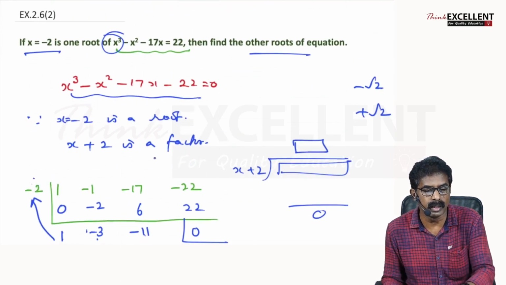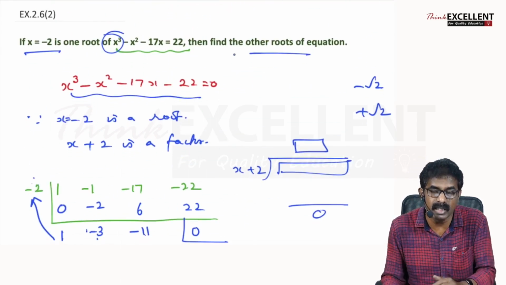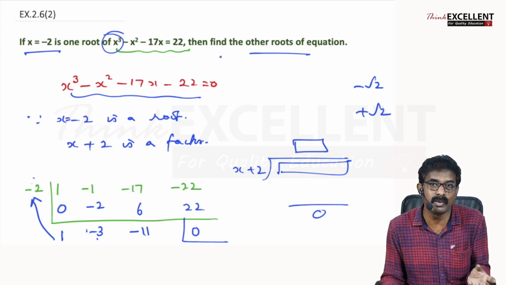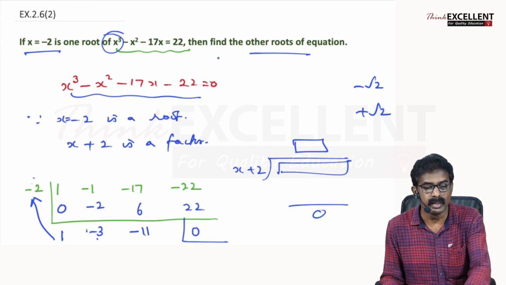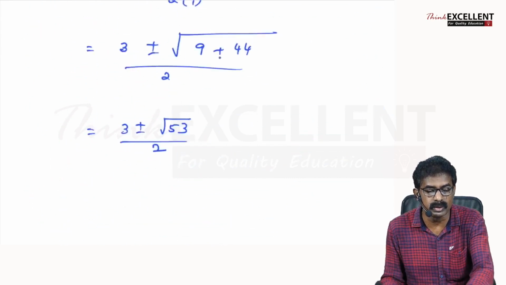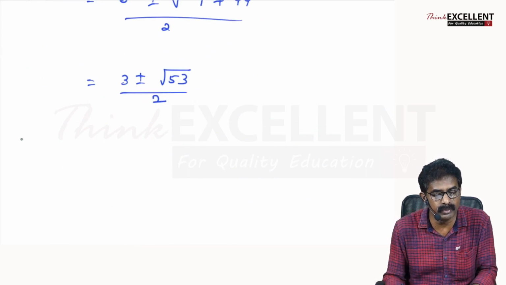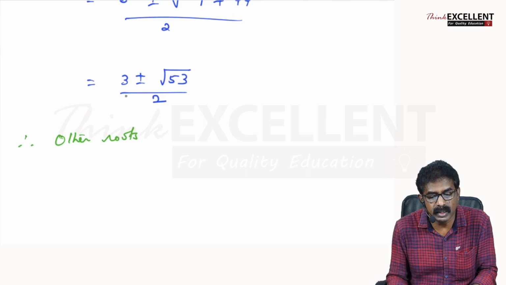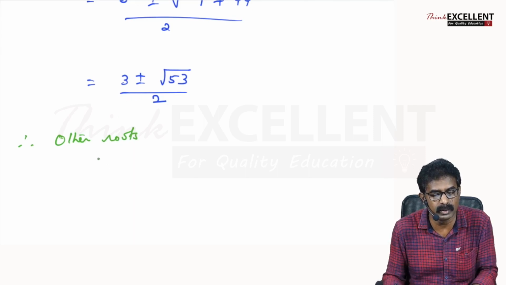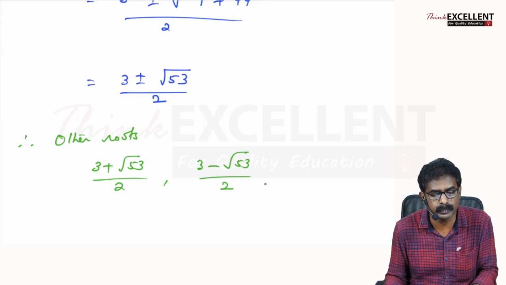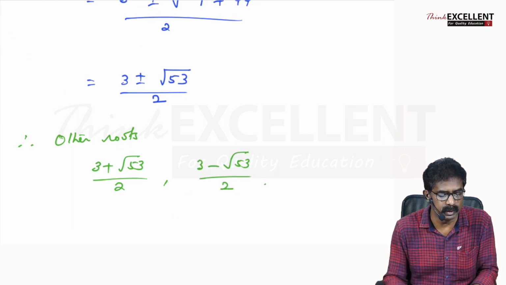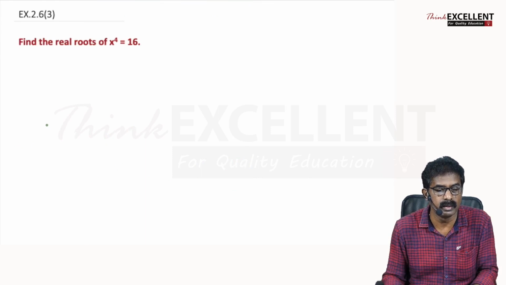So what did the question ask? Find the other roots. If the question is to solve it, you write all three answers, right? Here the question is find the other roots of the equation. So therefore, other roots are, these are the other two roots. Okay, you split and write: 3 plus root 53 by 2 and 3 minus root 53 by 2. So hope you understood this. Now let's move on to the next question.